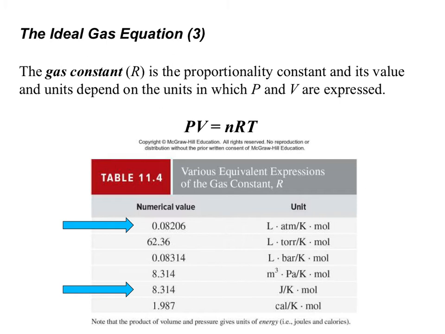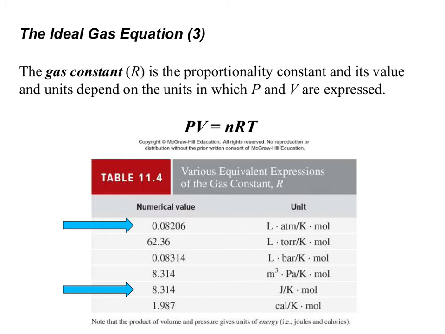So here are various expressions of the gas constant. The ones you need to know are 0.08206 with the units of liters times atmosphere per Kelvin times moles. This is very standard because a lot of your pressures will be given in atmospheres. However, the other one you need to know is 8.314, which is joules per Kelvin times moles. Another one that you will encounter a lot.